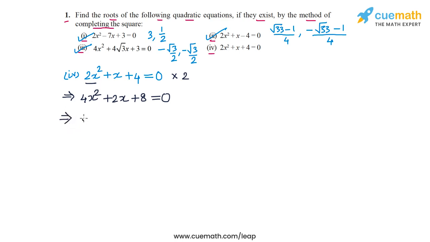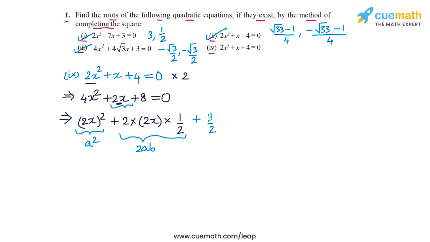So 4x square can be written as 2x whole square, and this is of the form a square. Now we will write 2x in the form 2ab. So to do that we can write this as 2 times a, which is 2x. So now 2 times 2x is 4x, but I actually need 2x. So I'll need to multiply this by half. So now this product is of the form 2ab, and now to complete the square let's introduce the term half square, which is of the form b square.